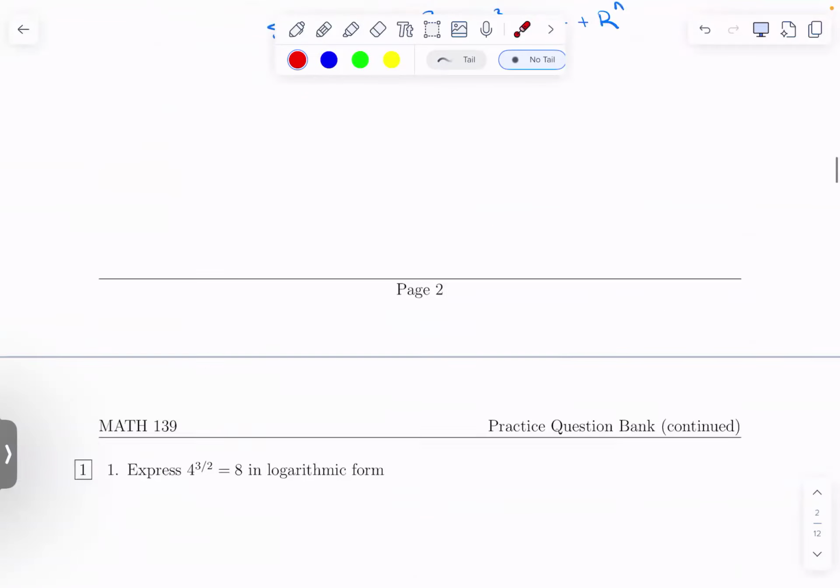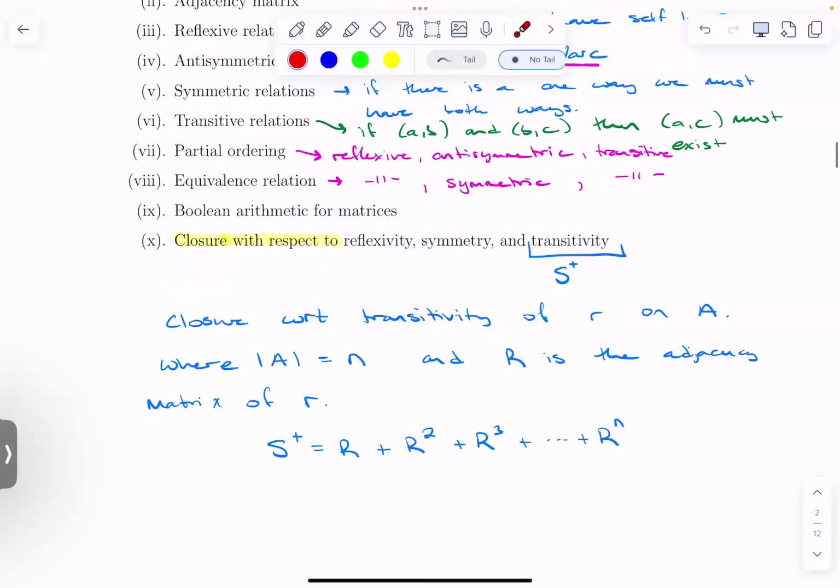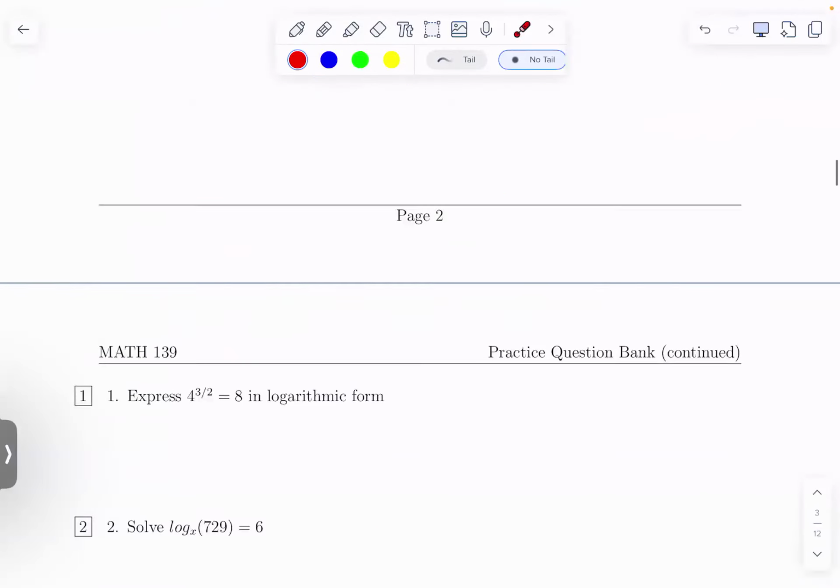Are there any of those topics, now I should ask, that you want me to start with? Or just go from the beginning, top to bottom? All right, here we go.